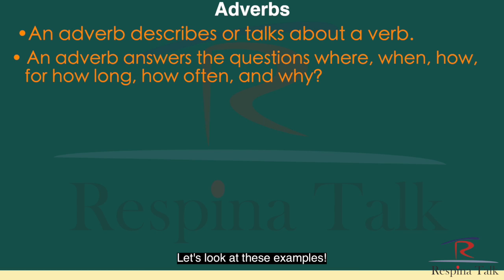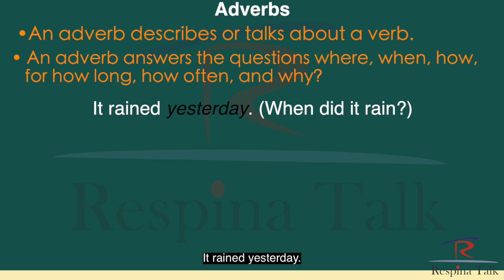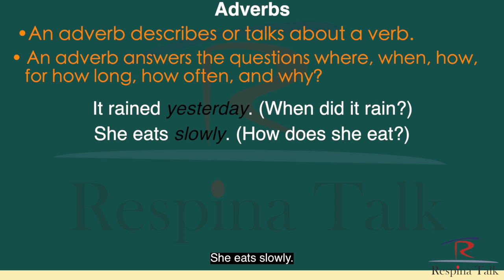Let's look at these examples. It rained yesterday. Here, yesterday is the adverb, and it answers the question of when did it rain. Let's look at this other example. She eats slowly. Here, again, slowly is the adverb, and it answers the question of how does she eat?